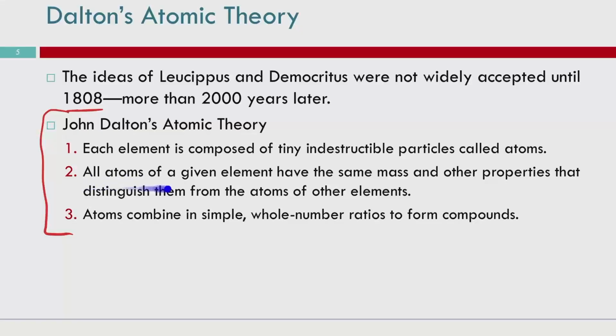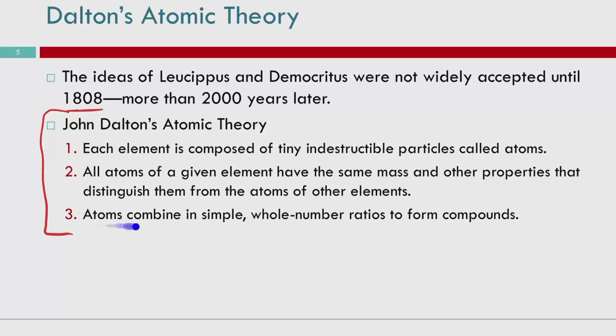All the atoms of a given element, so any of the boxes on the periodic table, have the same mass and other properties that make them unique. So if you take a little sulfur atom, you take another sulfur atom, they should be identical, indistinguishable.